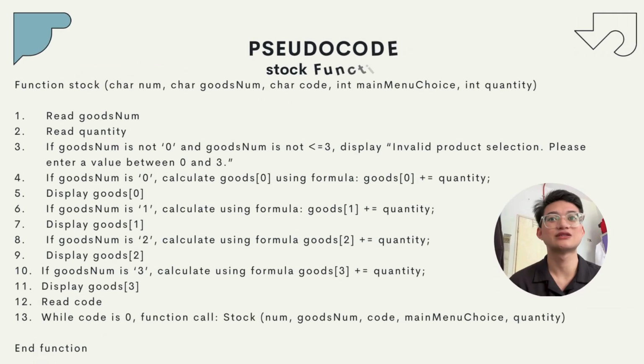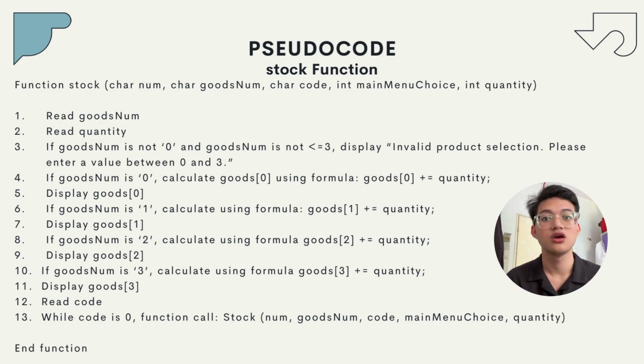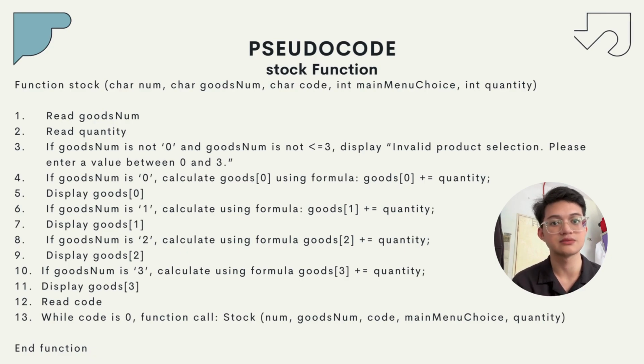Next is the stock function. The stock function is basically to let the user update the stock. In this function, it will read goods num, which is the product they are selecting, and then it will also read the quantity. It takes these two variables to calculate the new number of available stocks in the system.